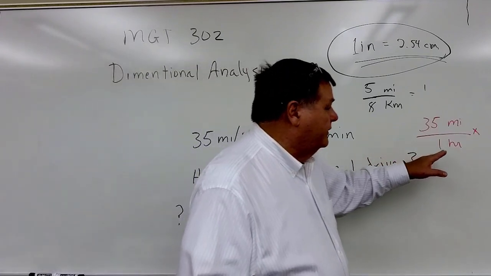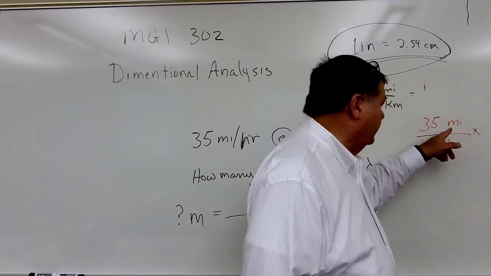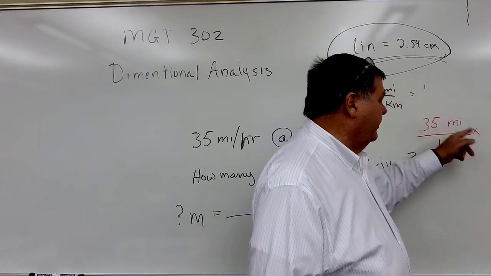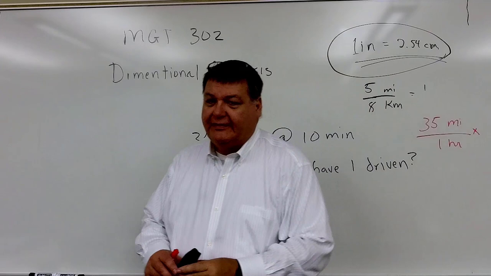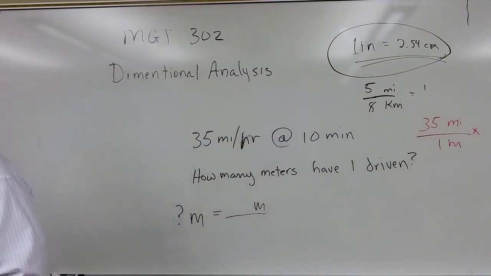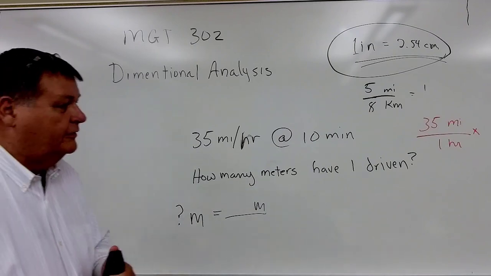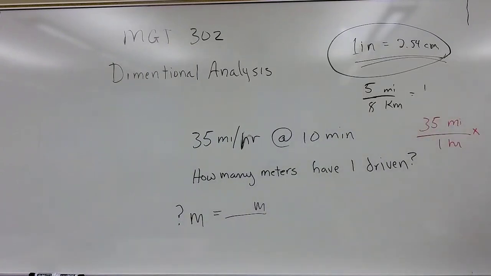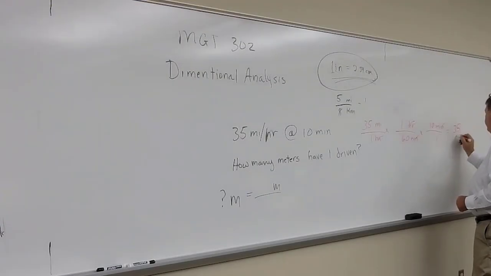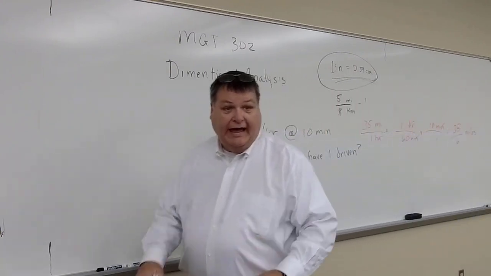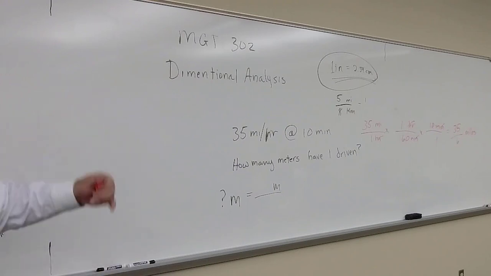So this cancels, and that cancels. All you're left with is miles. So it's 350 divided by 60, or 35 divided by 6. That's your answer. Everybody see where I get 35 divided by 6? Okay? This is equal to 35 by 6. Now this is in miles. Now I have a distance. Now I can say how far did we go in meters? Now you can convert that.